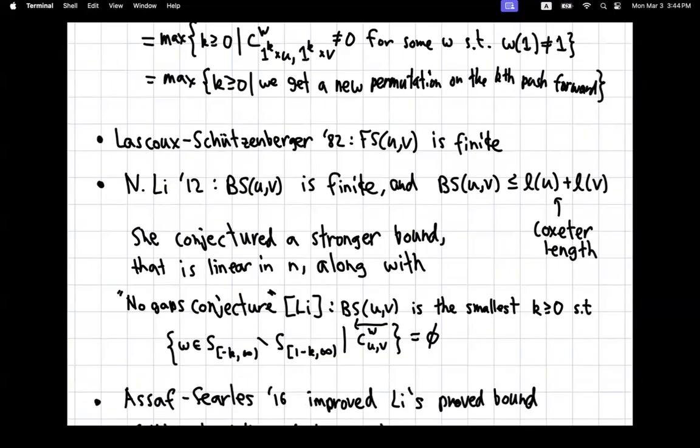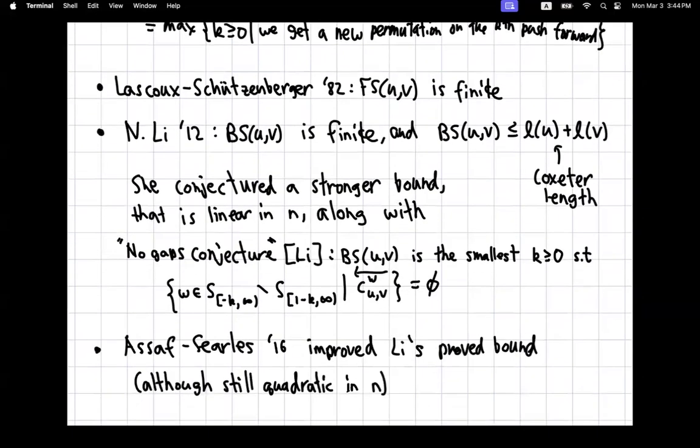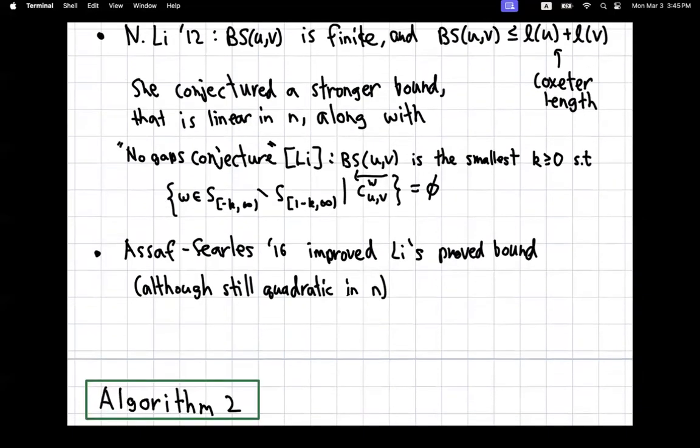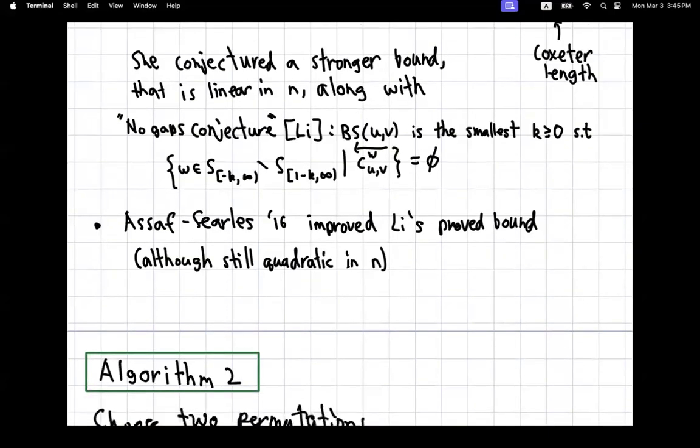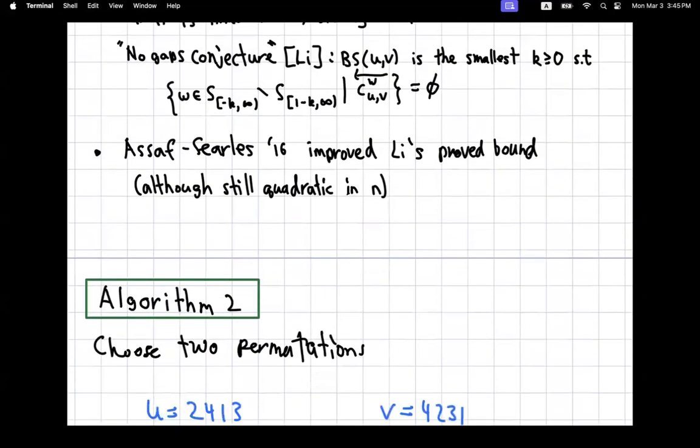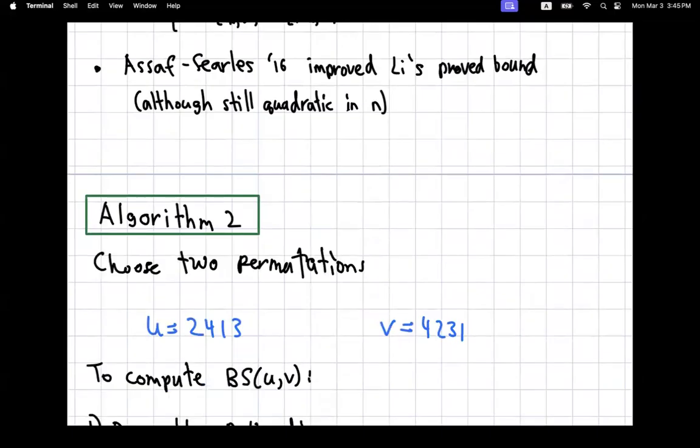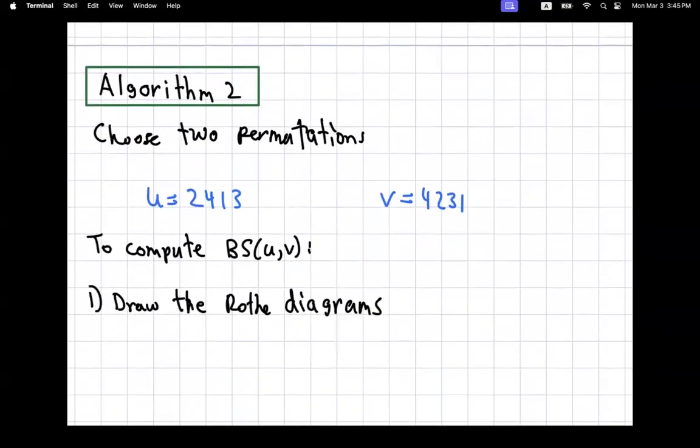Okay, and then Asaf and Searles in 2016 worked on this problem, and they improved Lee's bound on the sum of the Coxeter lengths, although their formula is still in general quadratic in n, the size of the symmetric group. Okay, so before I talk about results specifically, I'm going to give an algorithm that will compute on the nose this back stability number Bs of U and V. These two permutations are the two from the example before.